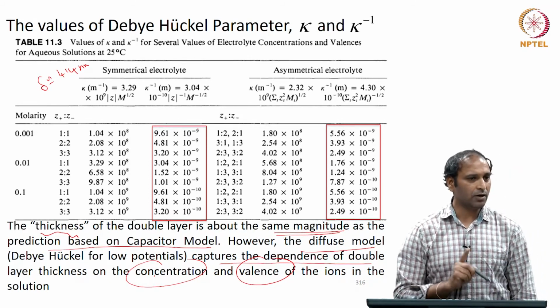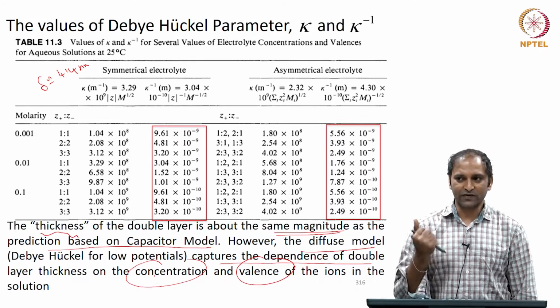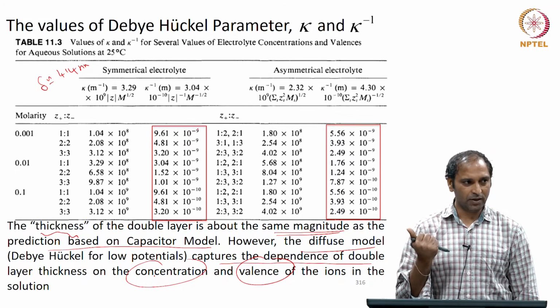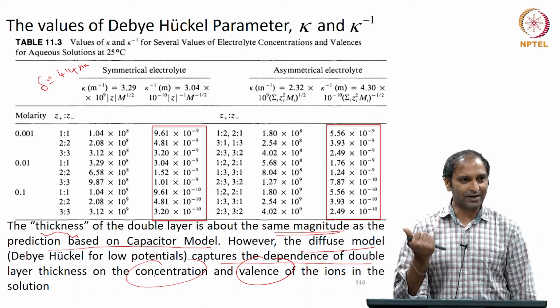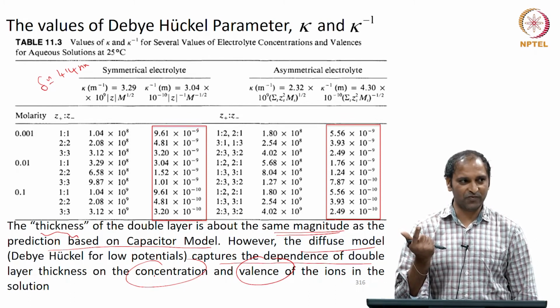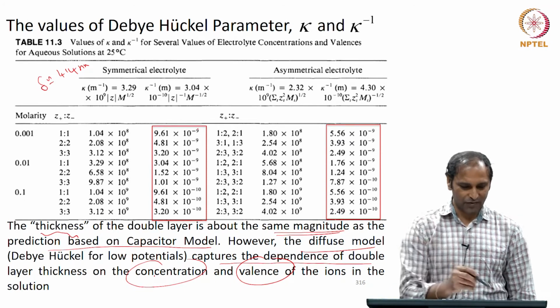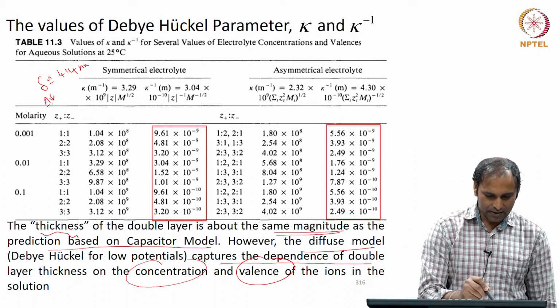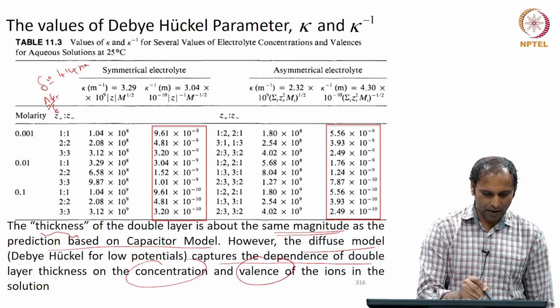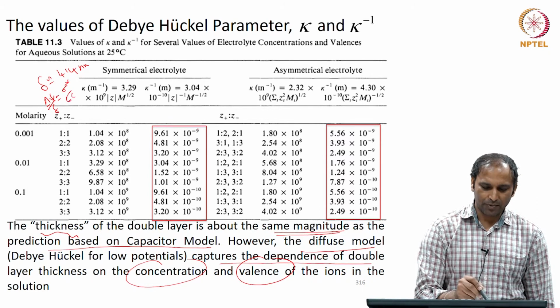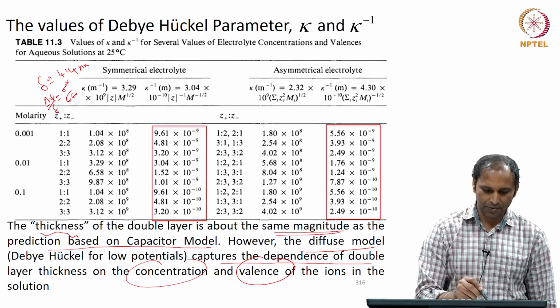For the capacitor model, delta was fixed by the potential drop, by the dielectric constant of the medium, and by sigma star, the surface charge density, because we had del psi by delta going as sigma star divided by epsilon r epsilon naught.